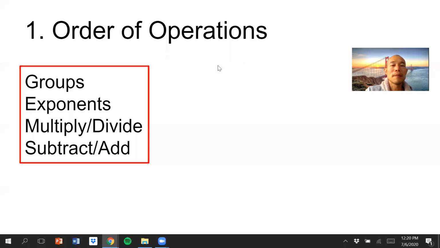So one way to think about order of operations is the GEMS method. G stands for groups. You want to do the groups first. E stands for exponents. You'll do the exponents next. Then if there's any multiplication or division, you would do that in whatever order. You don't have to multiply before you divide, as long as you just go in order. And then lastly, any subtraction or addition.